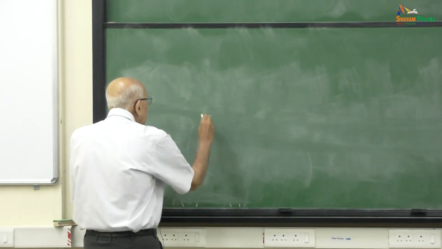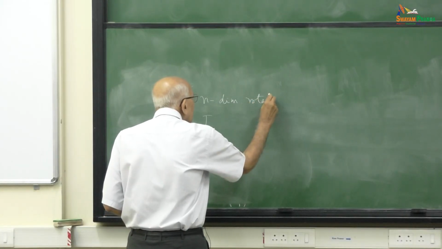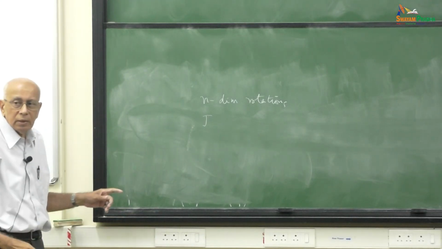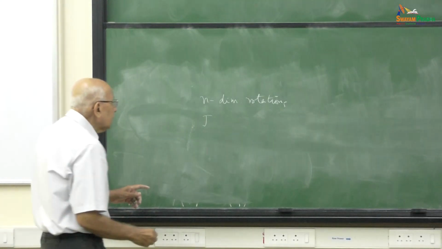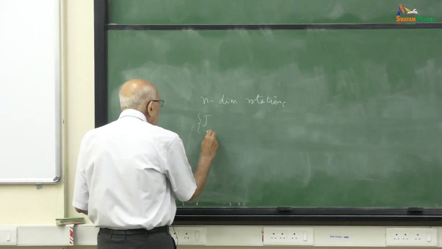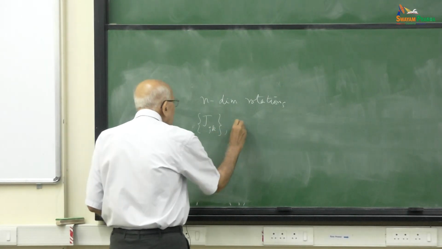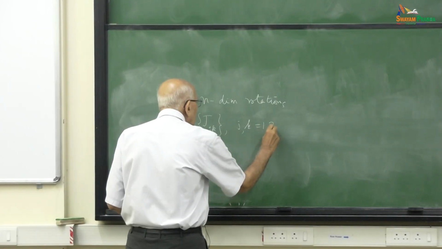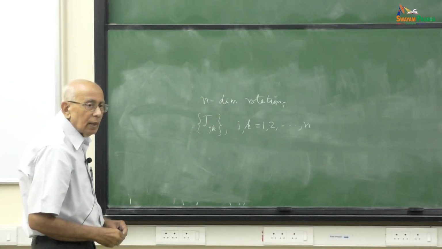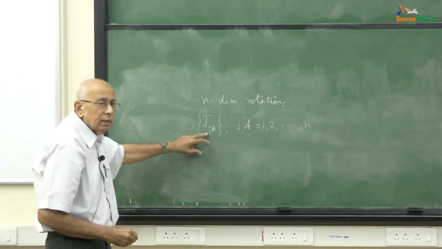Rotations in n dimensions. Might as well write it down, because it's not very hard to understand the structure of it. Rotations in n dimensions are given by a set of generators J_jk, labeled by indices j, k equal to 1, 2 up to n, satisfying the following algebra. This is a tensor of rank 2 and it's antisymmetric.